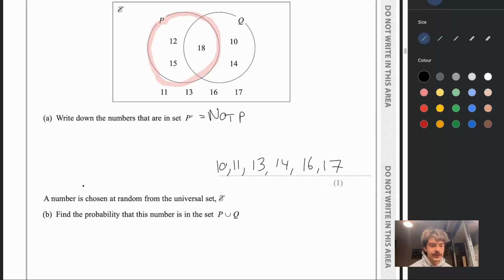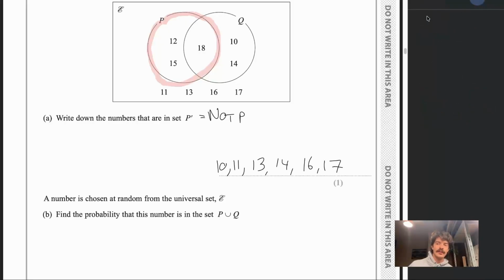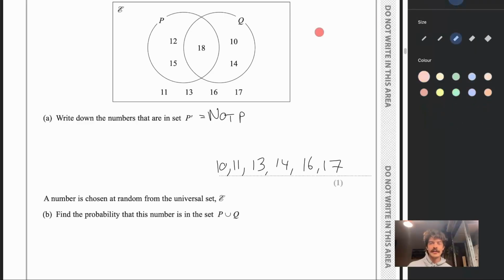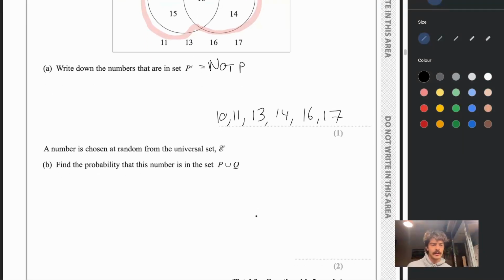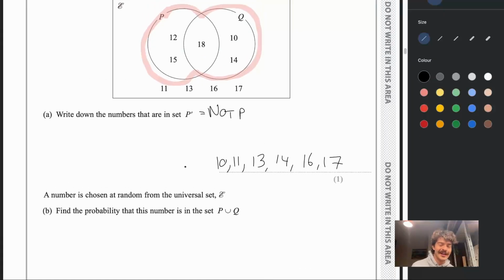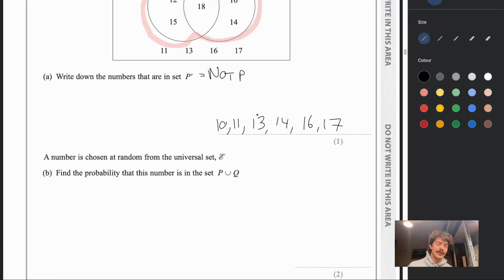A number is chosen from the universal set. Find the probability that this number is in the set P or Q. Fantastic. So P or Q, unlike P and Q, which would just be 18, P or Q means that it could be anywhere within the 2 rings. Okay, there we are. So there we go. That looks like it's going to be, find the probability. Haha, I almost caught myself out there. We have got 9 numbers in total, and 5 of them are inside our ring.